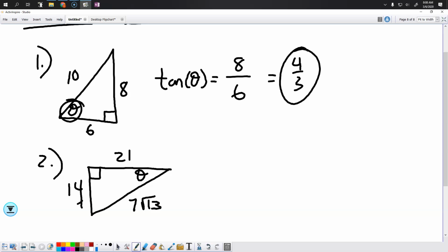And let's see, what do I want to do here? Let's do secant. Okay, so I'm going to walk you guys through the thought process here.